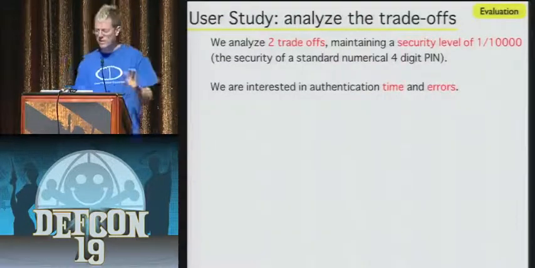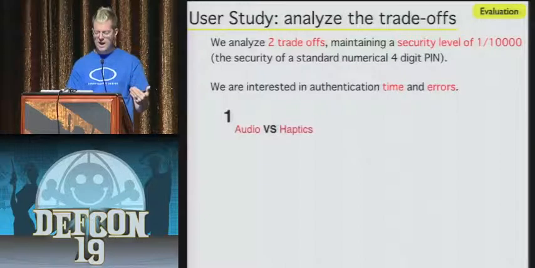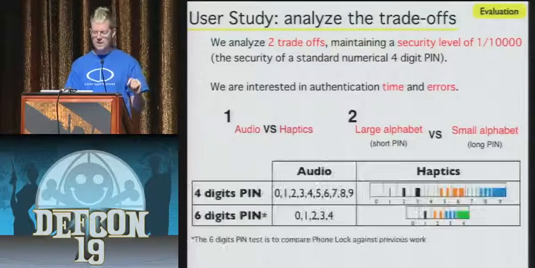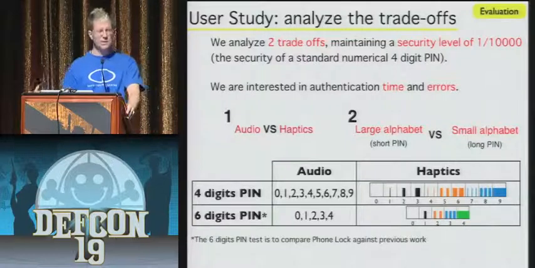In the full study, two trade-offs were analyzed. So maintaining the same security level, looking at, first of all, the two modalities, and then 4 digits from a 10 alphabet, and then 6 digits from 5. Both of them have acceptable security, and the 6 digits one allows us to compare to the tactile keypad.